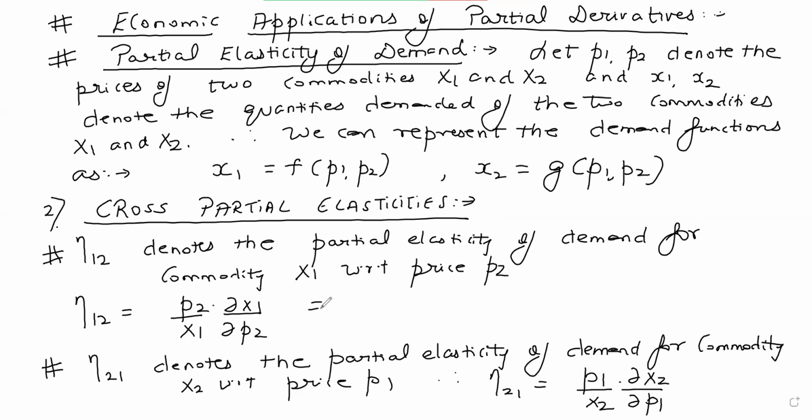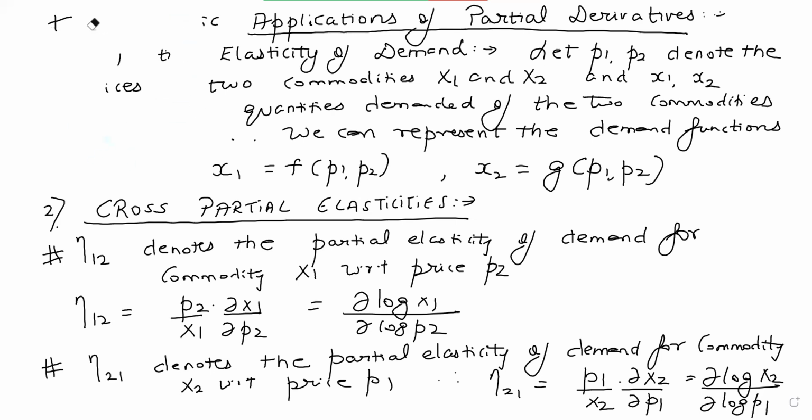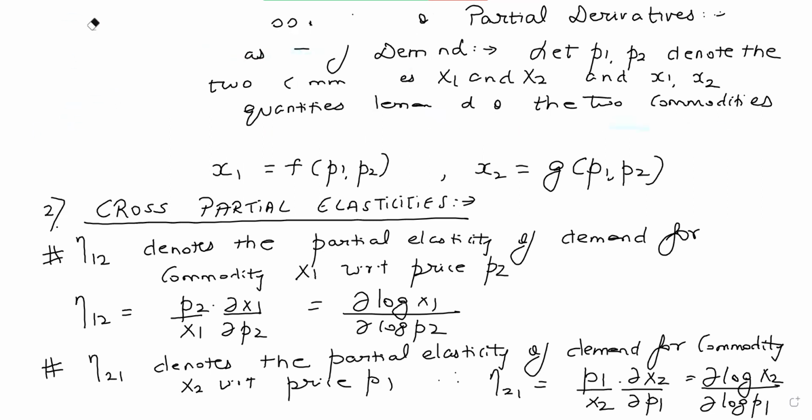I can also write it in log terms. I can write this as del log X1 over del log P2. And similarly, I can write it as the partial derivative of log of X2 with respect to the partial derivative of log of P1, del log X2 by del log P1. These are alternative formulas which involve logarithms. Now I can also write a note which allows us to check whether the commodities are substitutes or complements, something we have learned in our demand theory lecture.